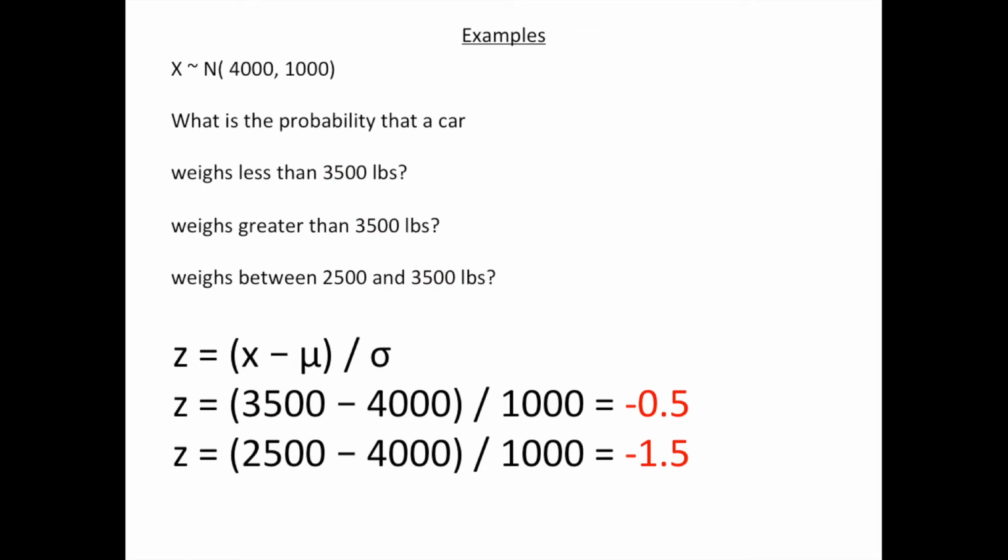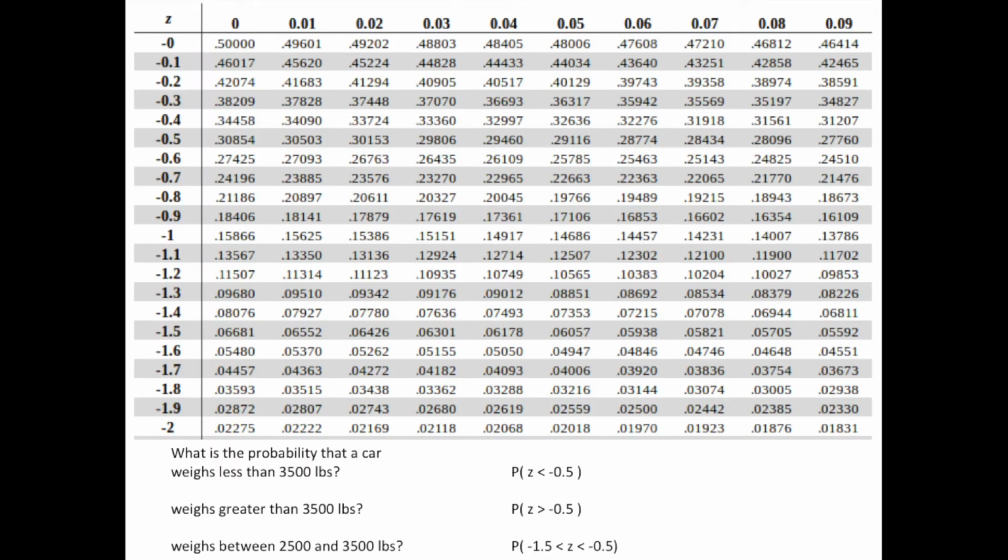Once you have your z-scores, you can rewrite your probability problem as the probability that z is less than negative 0.5, the probability that z is greater than negative 0.5, or the probability that it falls between your two z-scores. Once you have these values, we can look at a z-table, or a standard normal table. When you read this table, all of the probabilities are going to fall on the inside, and the z-scores are going to fall on the outside.